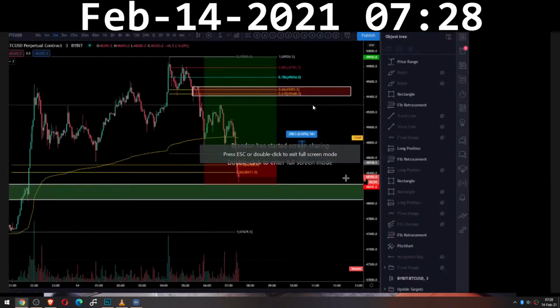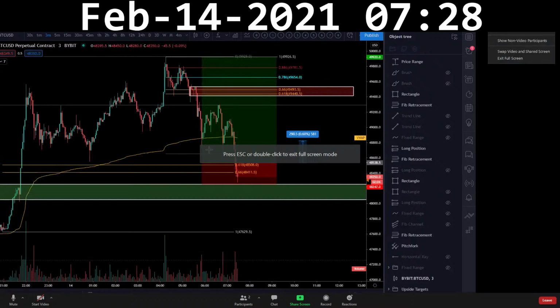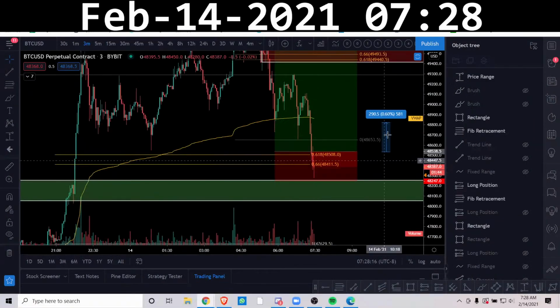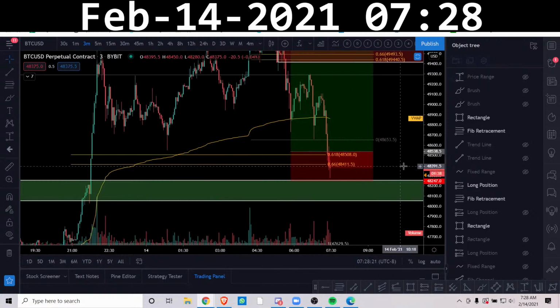My scalp idea was for us to take these lows here and pop back up, like for a swing failure pattern, but that didn't happen. I wanted us to come back up to test the money VWAP, but that hasn't happened. So yeah, I'm about to get stopped out on that.